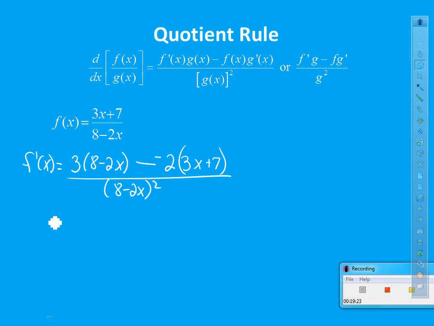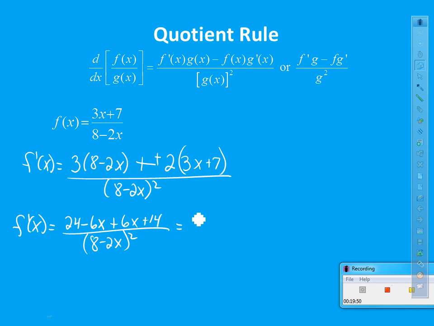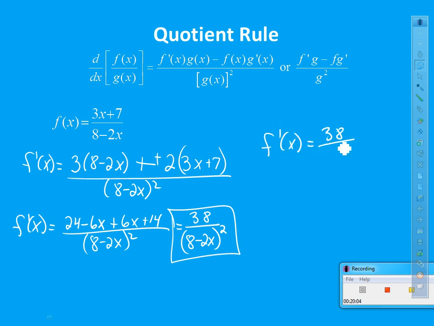The calculus part's done, so let me start doing some algebra on this. I'm going to distribute, so I've got 24 minus 6x. Back-to-back negatives become a positive. Let me distribute, so I've got plus 6x plus 14 all over 8 minus 2x quantity squared. If I simplify this, it looks like I'm going to get 38 over 8 minus 2x squared. So there's my derivative. So notation-wise, I'm going to say f prime of x is 38 over 8 minus 2x squared.